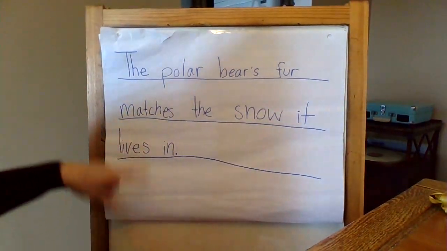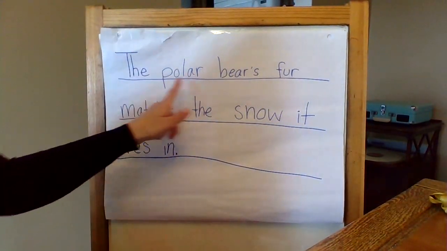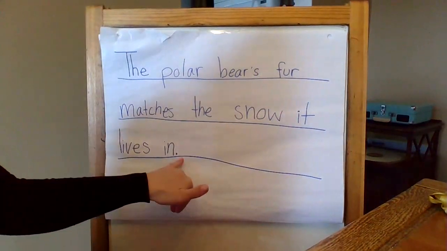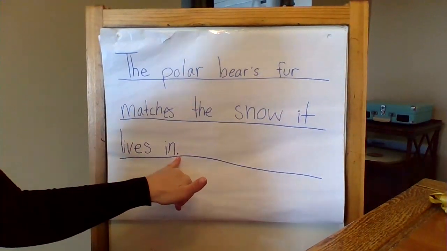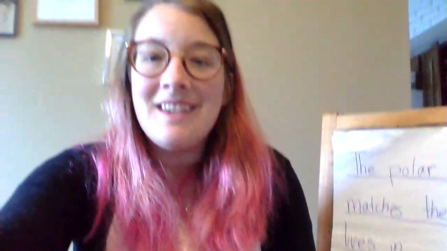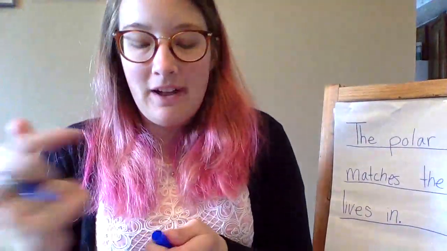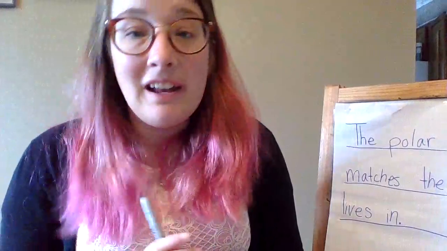It makes sense. It has a capital. It has spaces. It has an end mark or punctuation. And it answers the question of how does this animal's color help it to survive in the wild. So I'm going to call that all done.